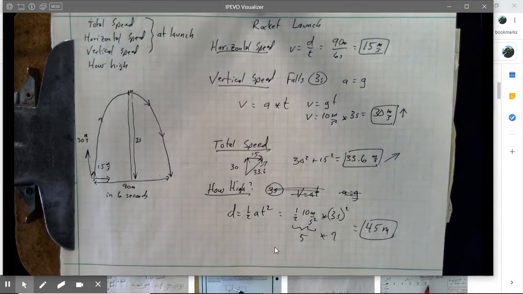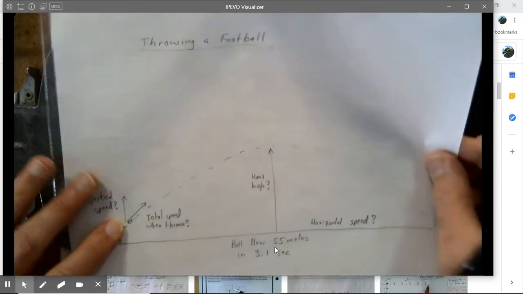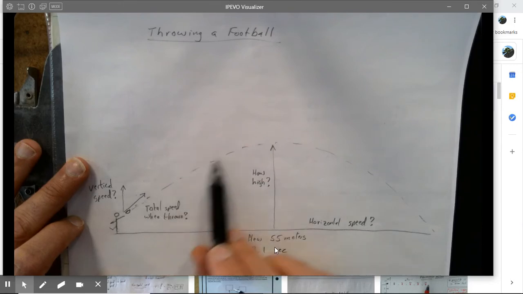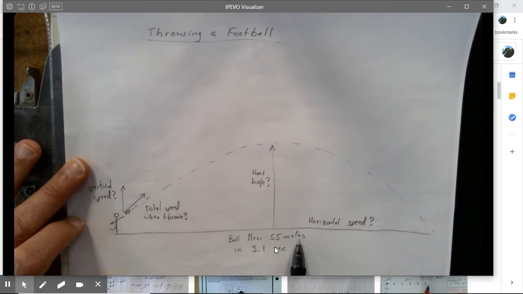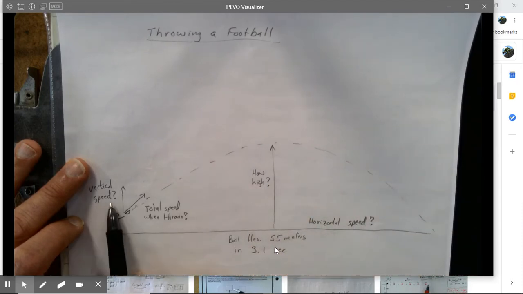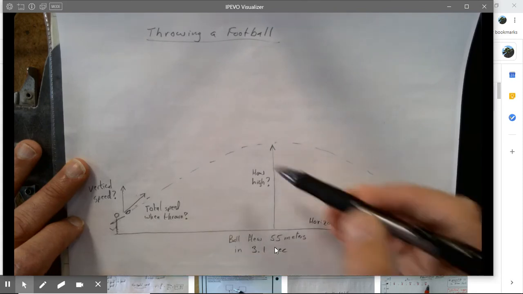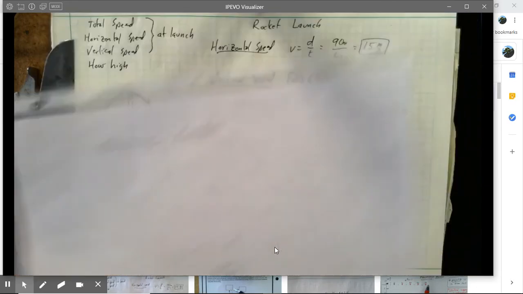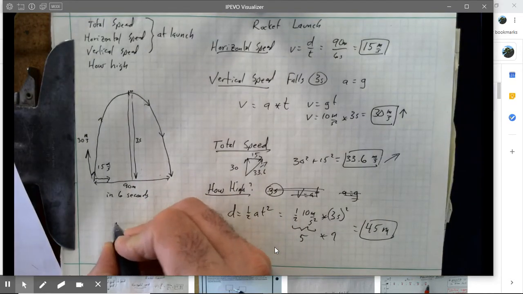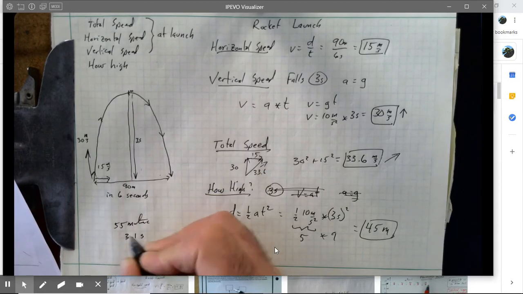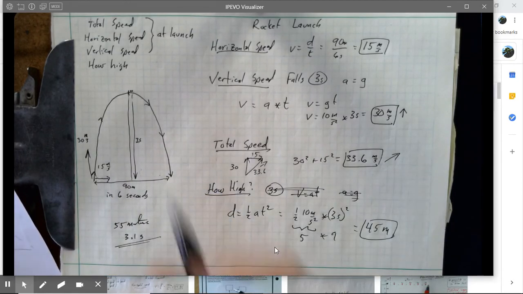Okay, so for the homework, what I want you to do is to practice this. I want you to apply this to a given problem where somebody's throwing a football and the ball flies 55 meters in 3.1 seconds, and you need to figure out all this stuff. You need to figure out the vertical speed when he threw it, the horizontal speed when it was thrown, and the total speed when it was thrown. And then finally, how high it went. So that's going to be 55 meters in 3.1 seconds. And find all of those items.